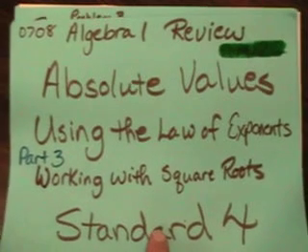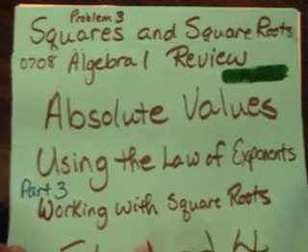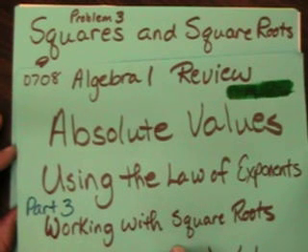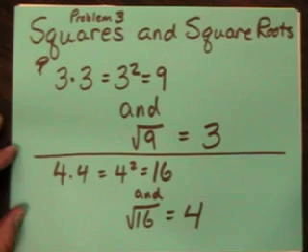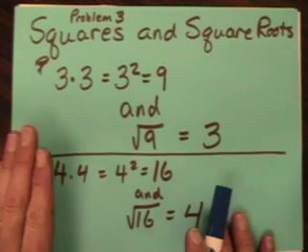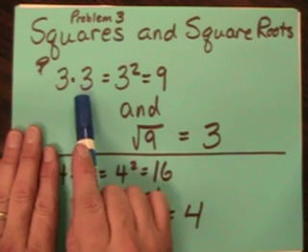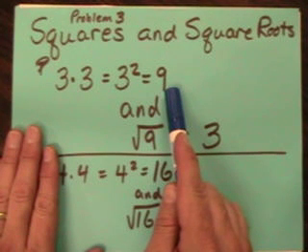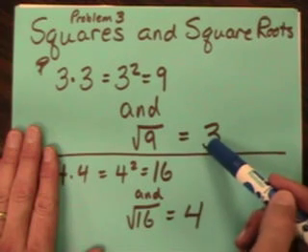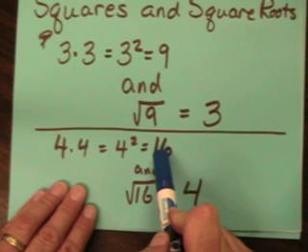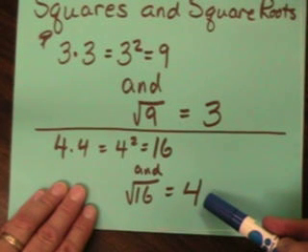There are other videos, not necessarily mine, but other people who've done videos on square roots. You might want to search on that and get an idea of some things. But what I want to go over is this idea right here: if 3 times 3 equals 3 squared, which equals 9, interestingly, the square root of 9 is 3. 4 times 4 is 4 squared, or 16, and the square root of 16 happens to be 4.